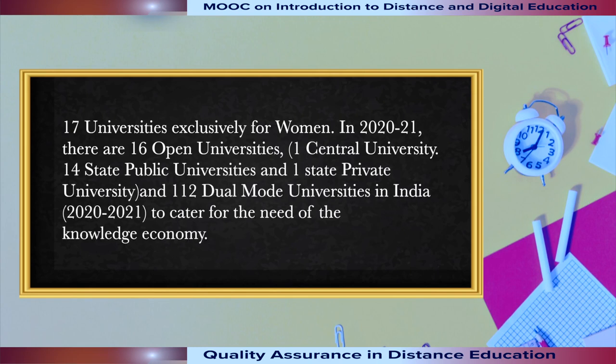In 2020-2021, there are 16 open universities, which include one central university, that is IGNOU, 14 state public universities and one state private university, and 112 dual mode universities in India to cater to the needs of the knowledge economy.